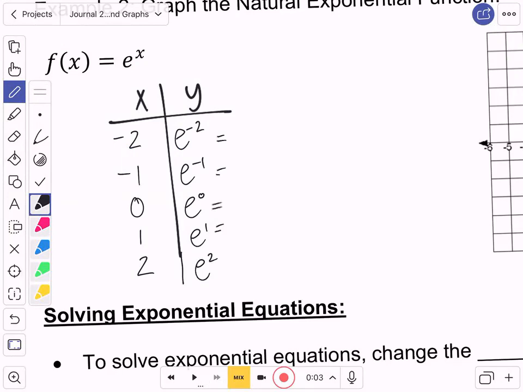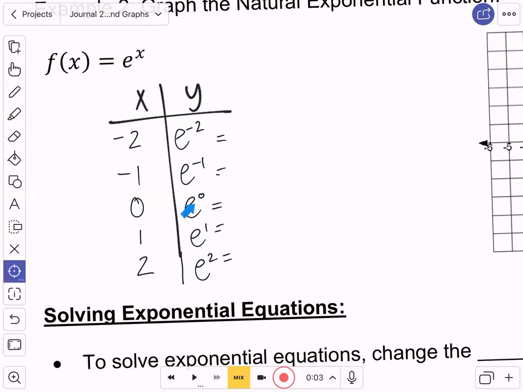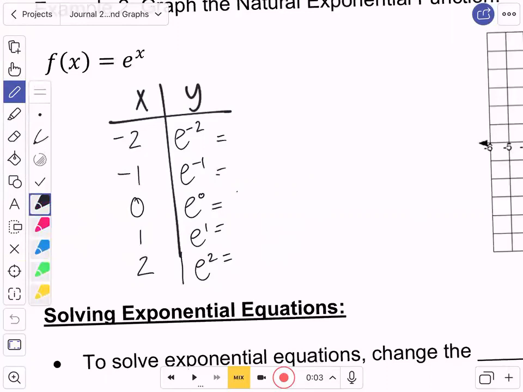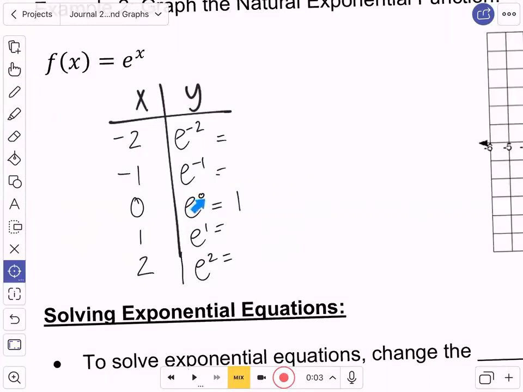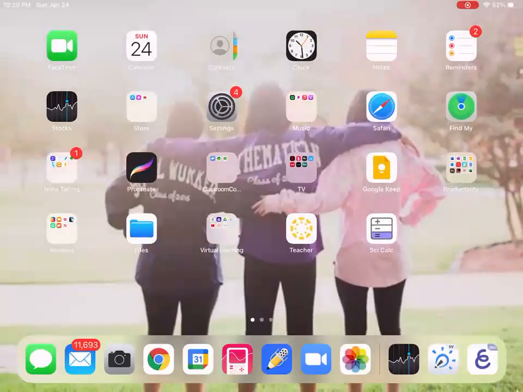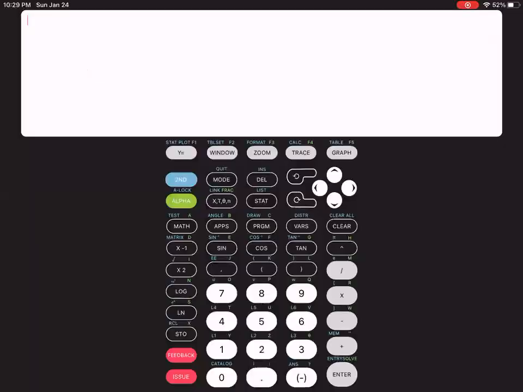I'll use my calculator to get these values, but I know that e to the 0 power is going to be 1 because anything to the 0 power is 1. So I'm going to plug e to the -2 power into my calculator. Grab a TI-84 calculator or feel free to use GeoGebra, but you're going to have to hit second, ln, and that's how you'll get e on a TI-84 calculator. Put in -2 and hit enter.